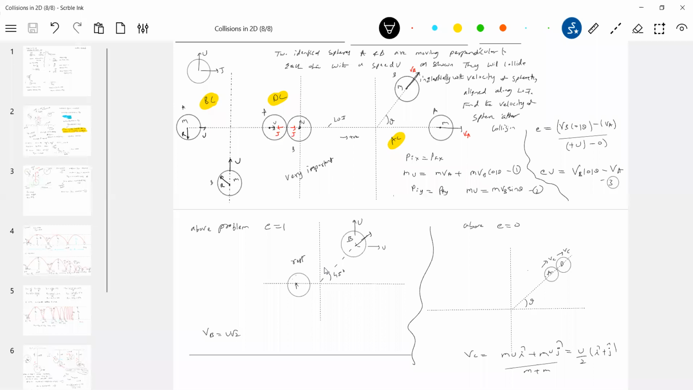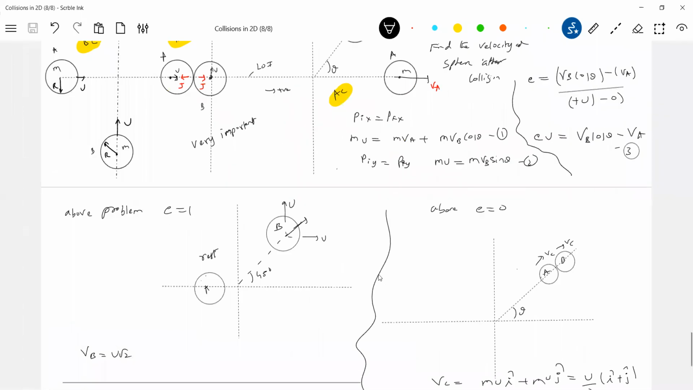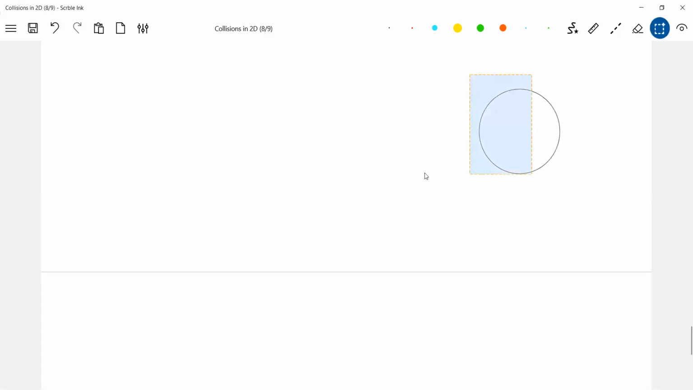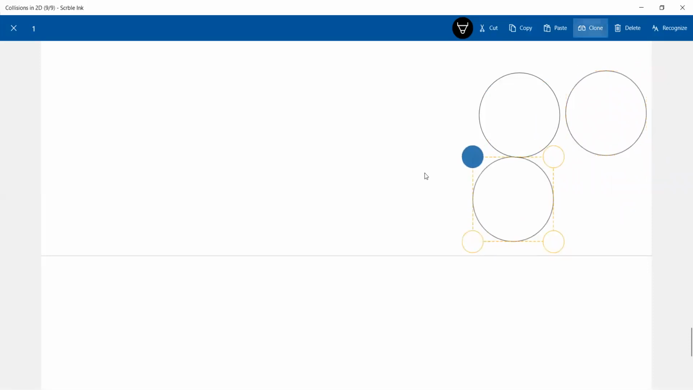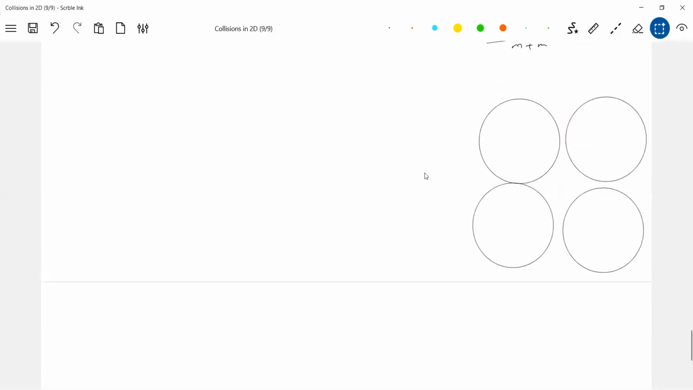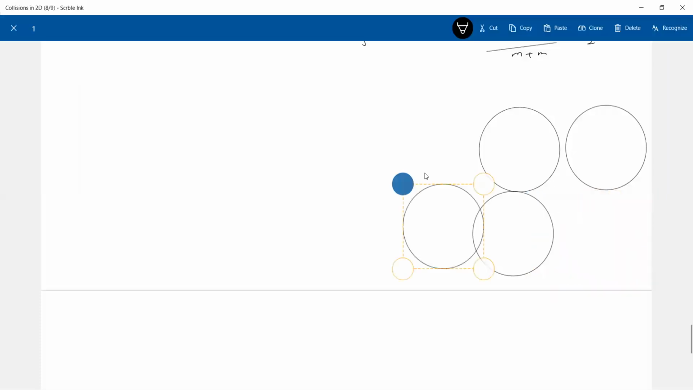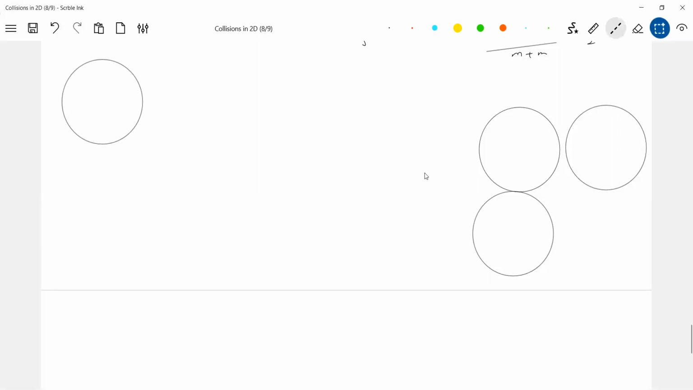Now we'll discuss the same colliding spheres. Drawing diagrams will be very challenging for me. I'll try.